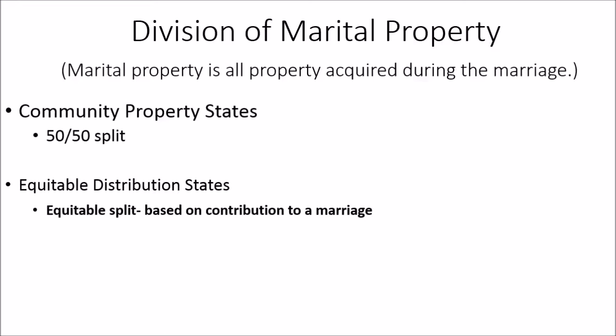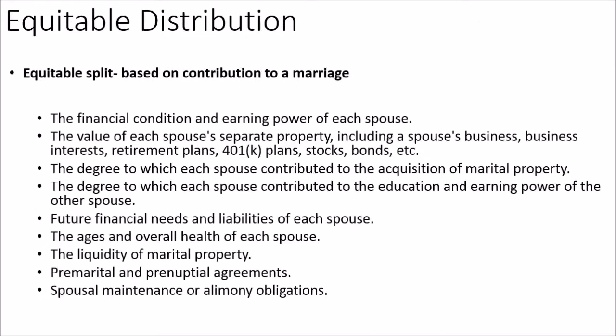So what does the court look at when deciding who gets what in an equitable distribution state? Well, as I said, it's based upon contribution to the marriage, and the court will look at the financial condition and the earning power of each spouse, where they work, how long they work, how much they get paid. They'll look at the value of each spouse's separate property. That includes the spouse's business interests, any retirement plans, pensions, 401k, stocks, bonds, etc.